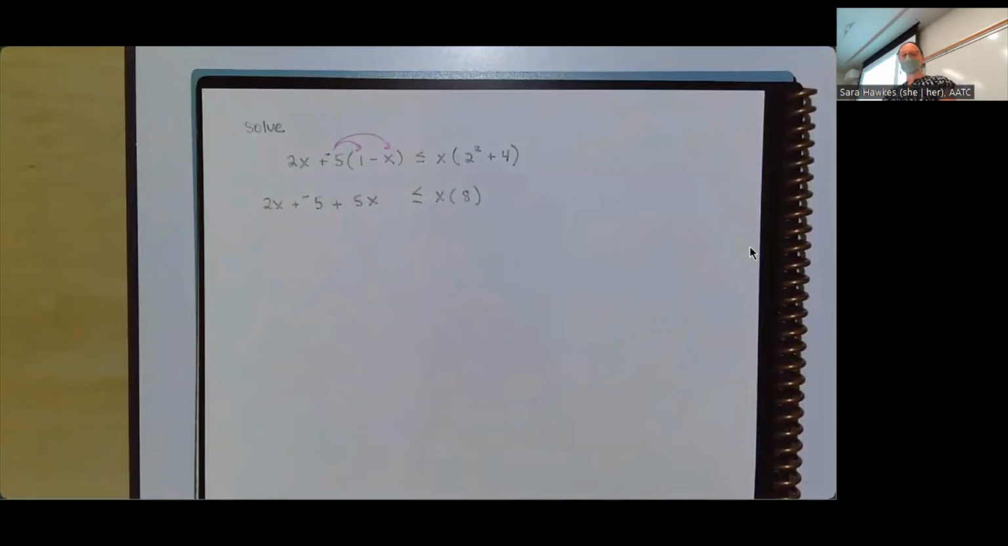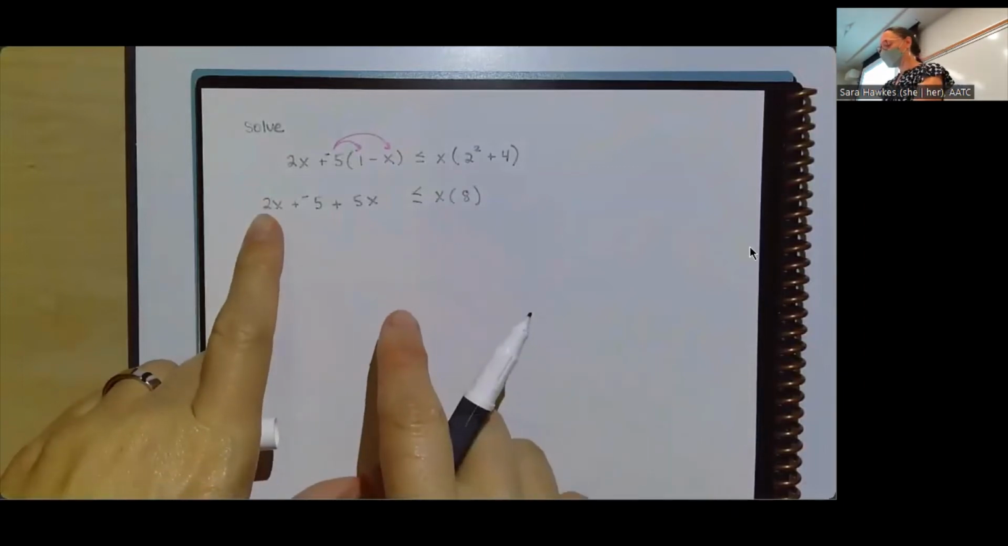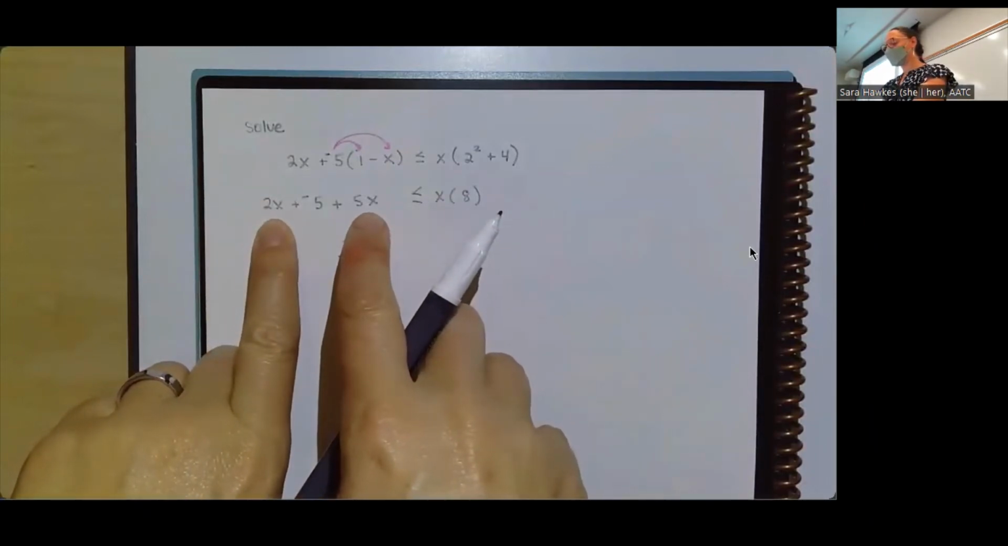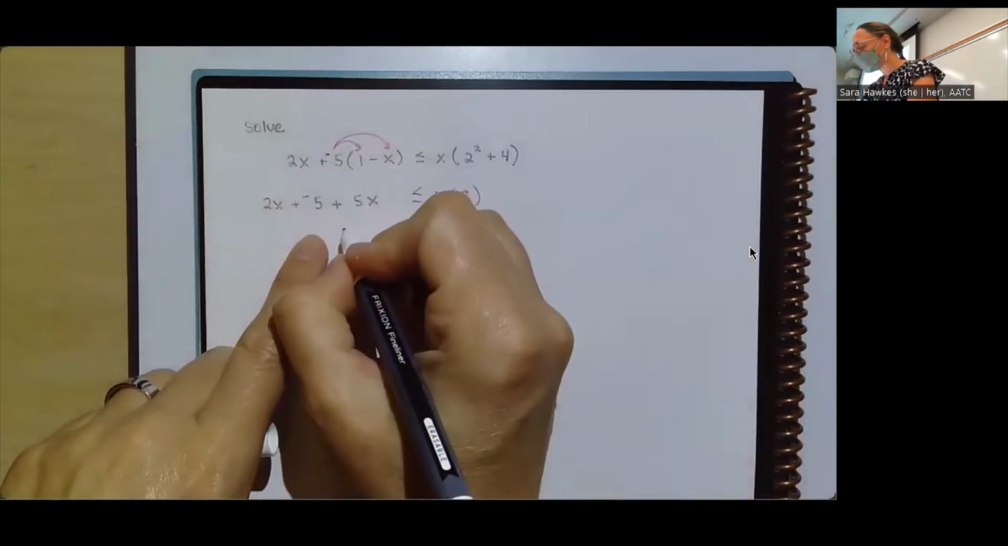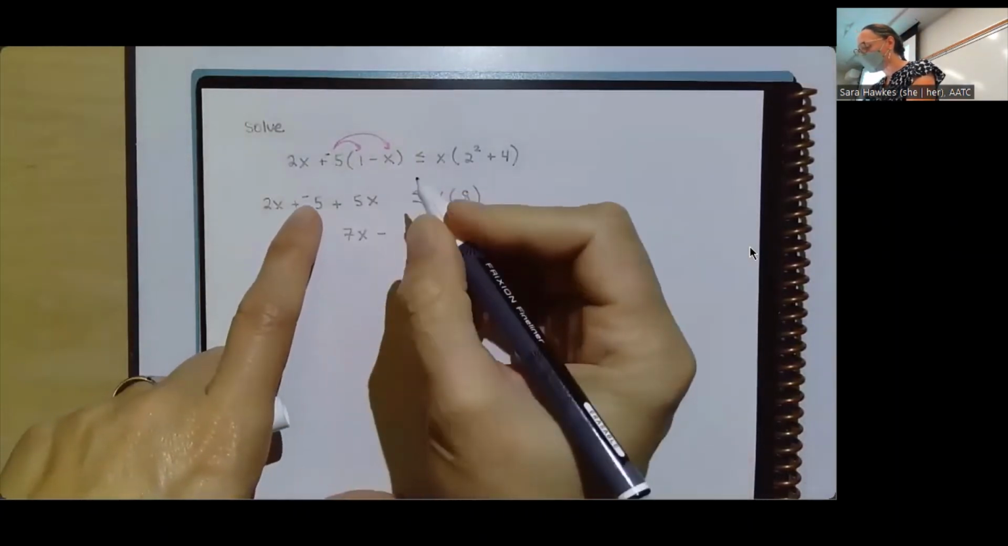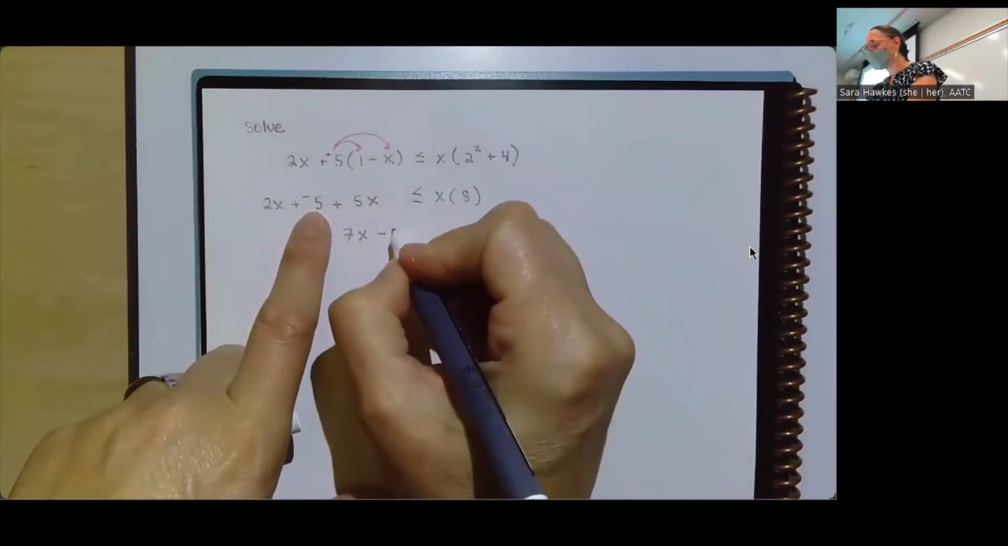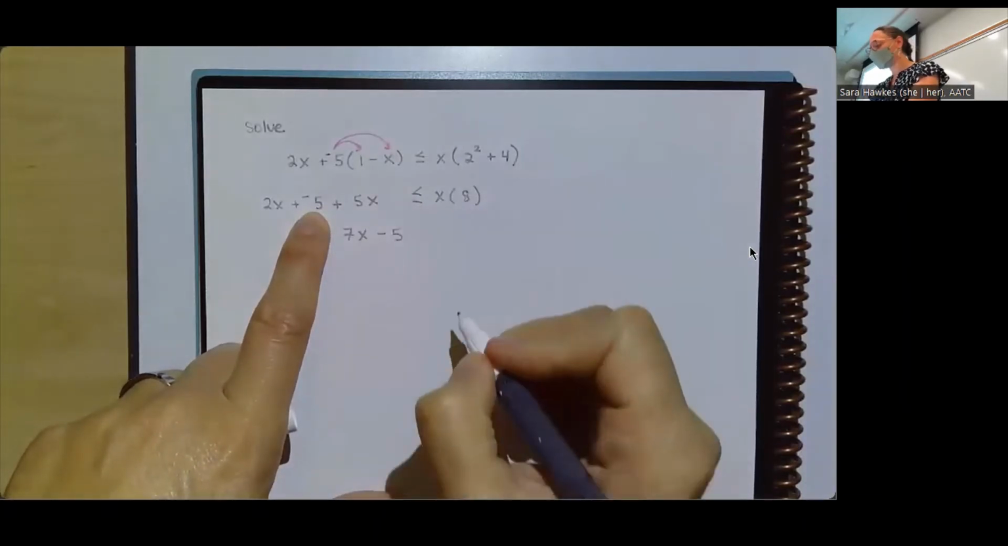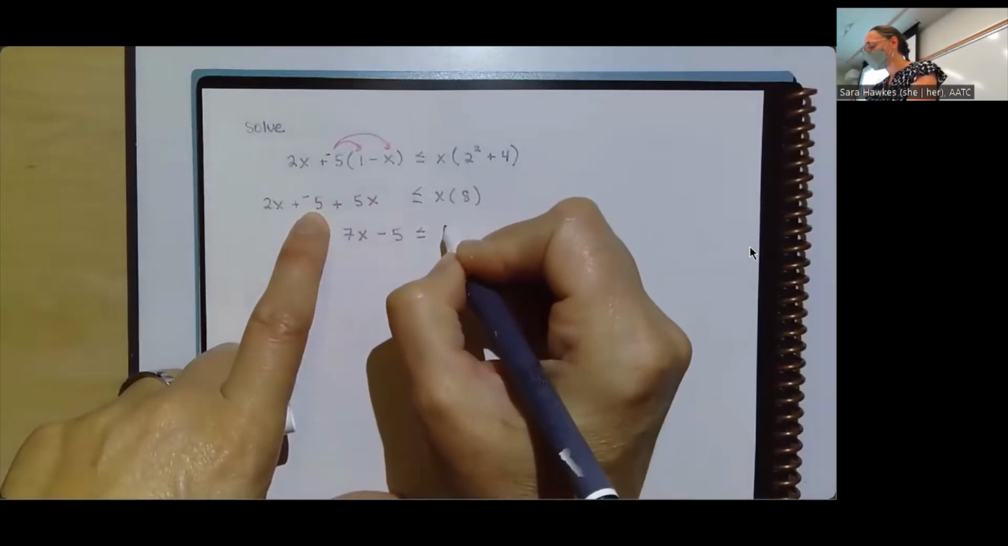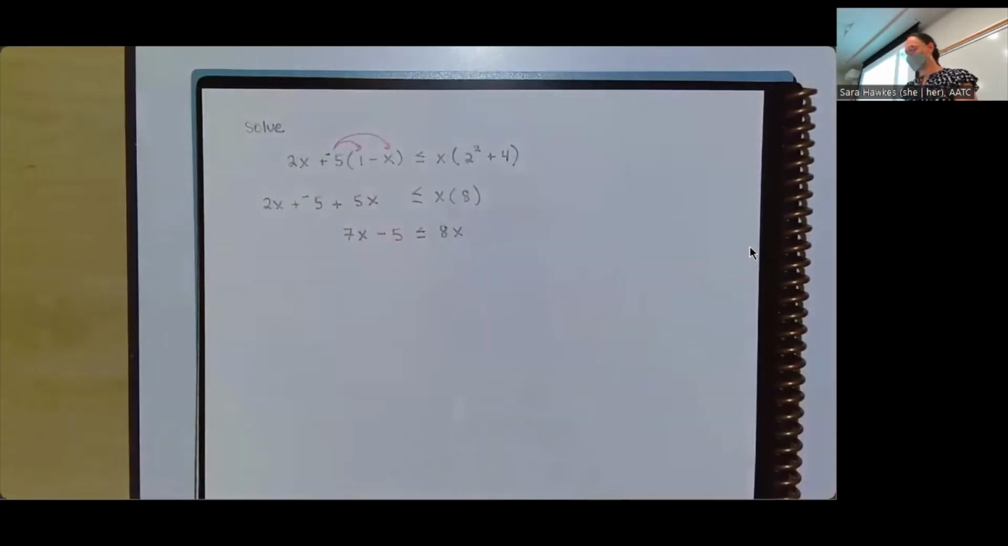Combining like terms, I know that I can combine the 2x and the 5x. So I've got 7x. I still have that plus a -5, or if you like, minus a 5 works also. It's less than or equal to 8x.